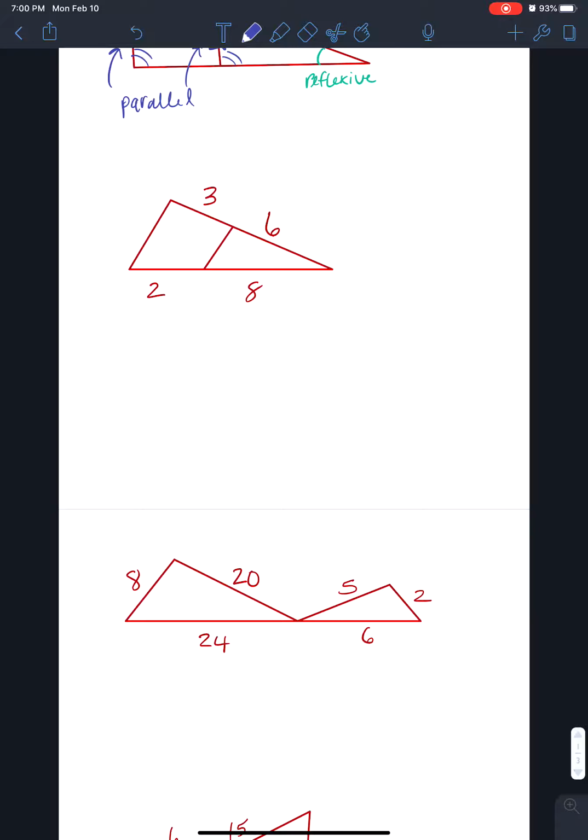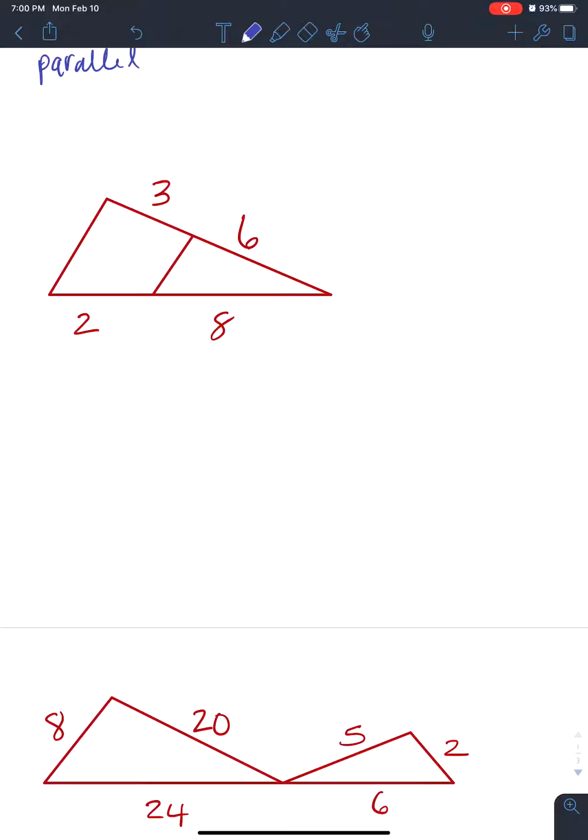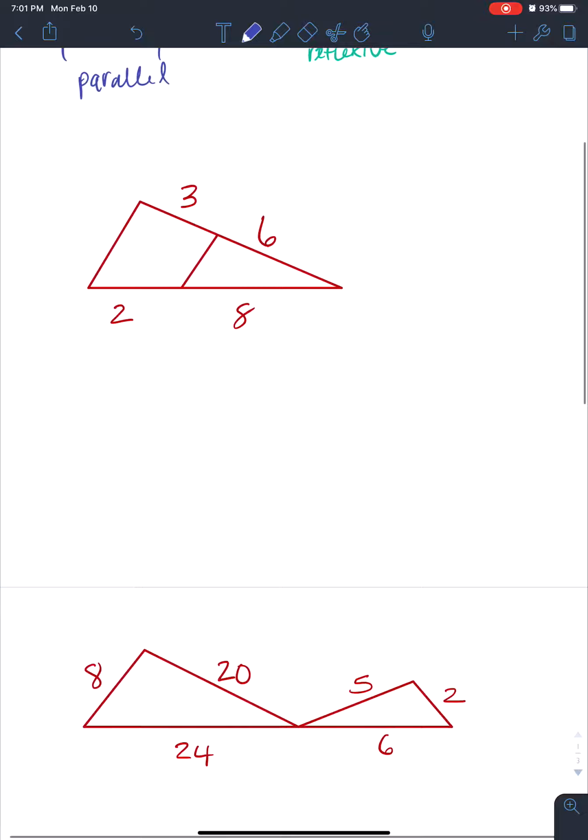Okay, next one. Still two overlapping triangles. What's different about this is notice how there's no parallel lines. Even though they may look parallel, there's no arrows, so I can't assume they are. All right, so right here, I see I have some numbers, 6, 3, 8, and 2. Anytime you have numbers, you're not just guessing whether it's SSS, SAS, or AA. You have to check if they are proportional, meaning do they have the same ratio?